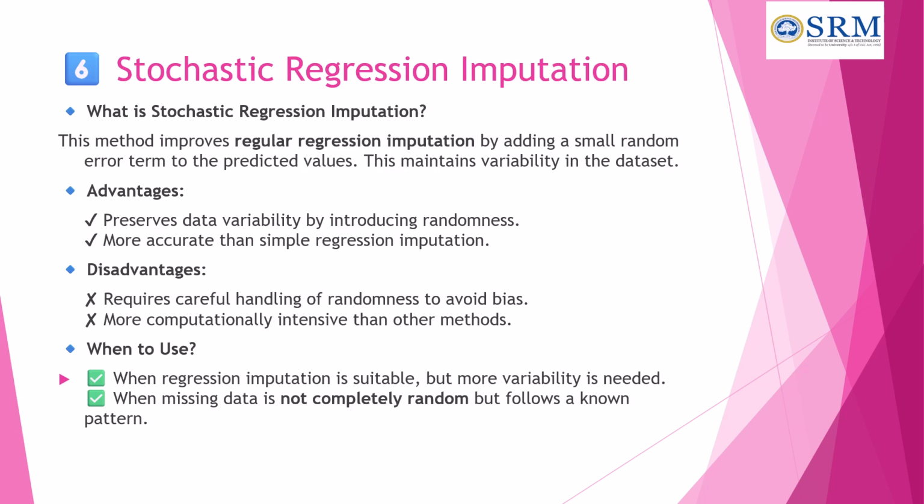Stochastic regression imputation is an improved version of regular regression imputation. It predicts missing values using a regression model like before, but then adds a small random error to the predicted values. This helps keep the natural variability in the data, making the filled in values more realistic. While this method is usually more accurate than simple regression imputation, it requires careful handling to avoid introducing bias and is a bit more complex to perform.